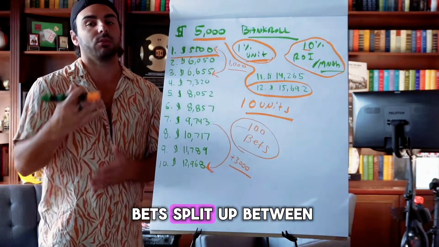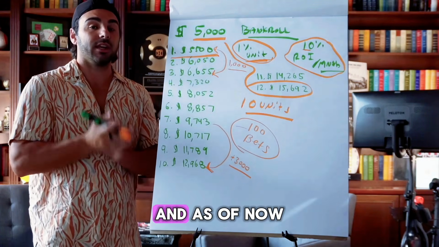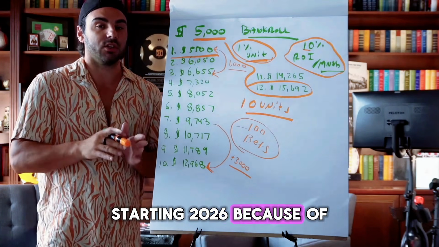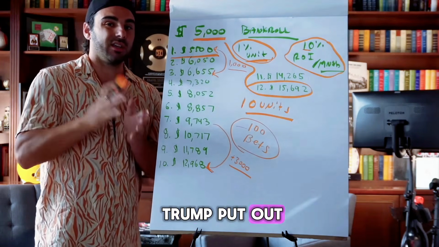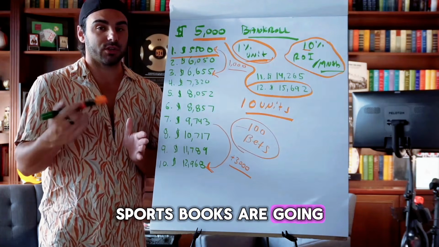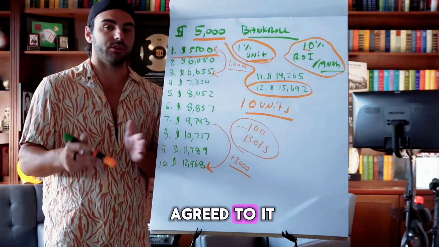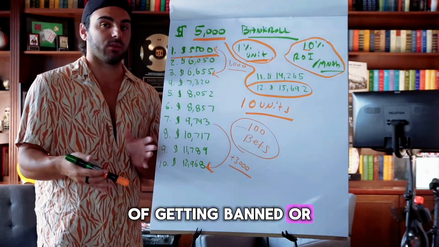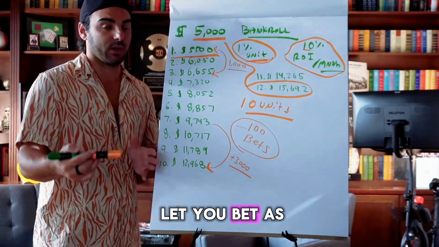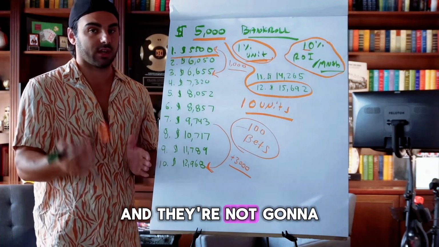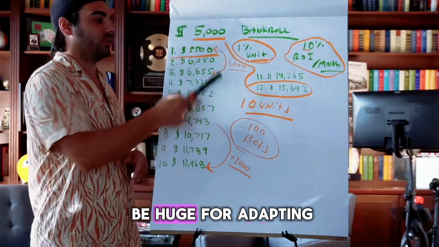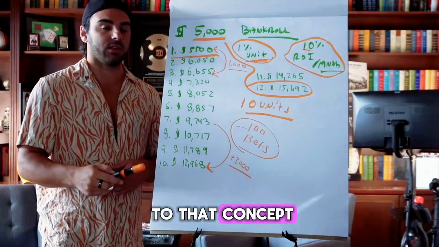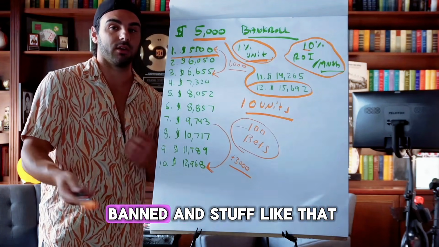If you have your bets split up between sportsbooks, and as of now, going forward, starting 2026, because of the new bill that Trump put out, sportsbooks are going to start following in line here, because one has already agreed to lift the limits, where they're going to just let you bet as much as you want, and they're not going to ban you or limit you. So this is going to be huge for adapting this type of betting, because then you don't have to worry about getting banned.